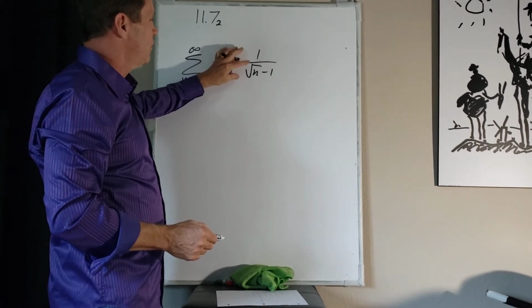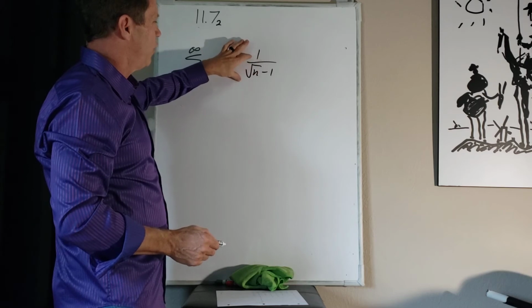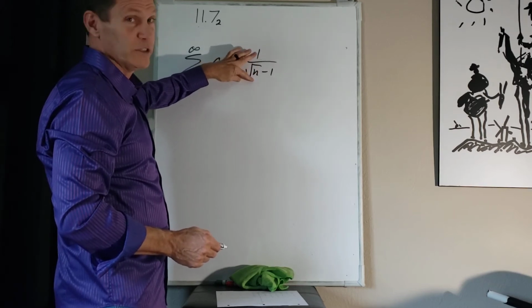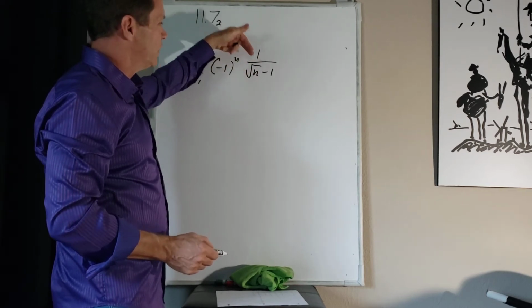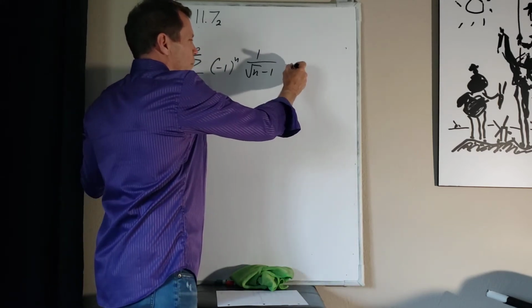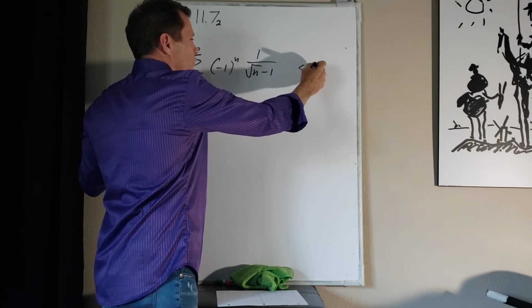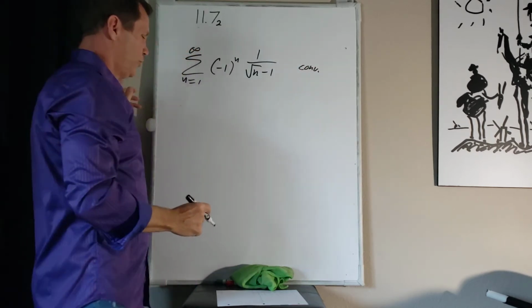Is it decreasing? Well, as n gets bigger, 1 over n, the terms are getting smaller and smaller. Even though I take the square root, it's still getting smaller. So this thing is decreasing, and it's alternating. I'd do a little bit more work on this one, but I can almost guarantee you this would converge, using the alternating series test.